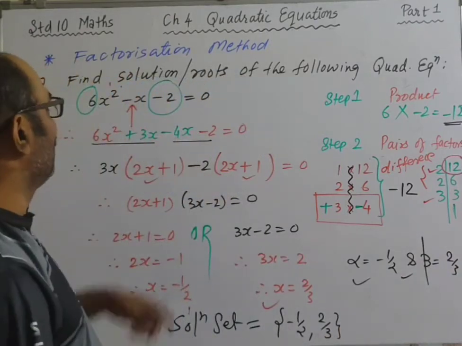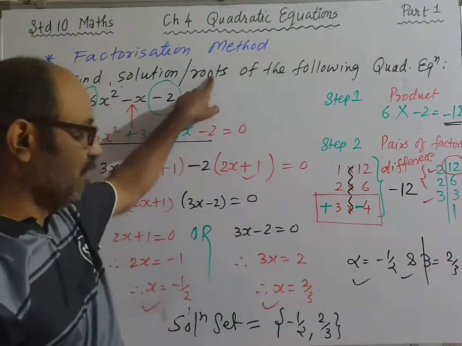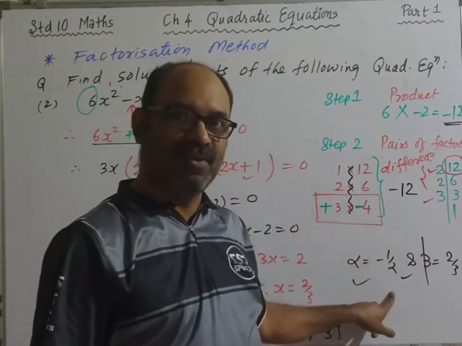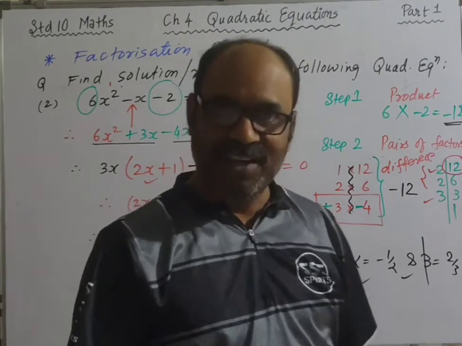That depends. What does the question say? Find the solution. Then write it like this. Find the roots. Then you may write alpha is equal to and beta is equal to. Is that clear, children? Ready for the next one?